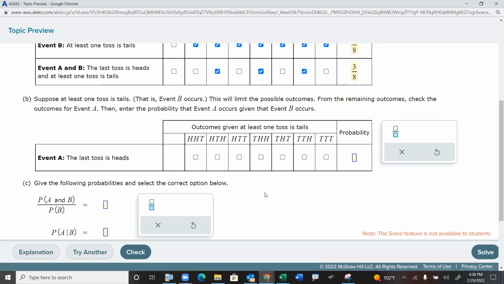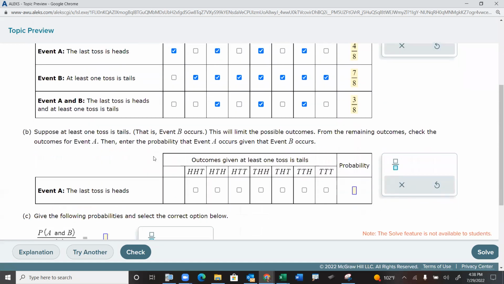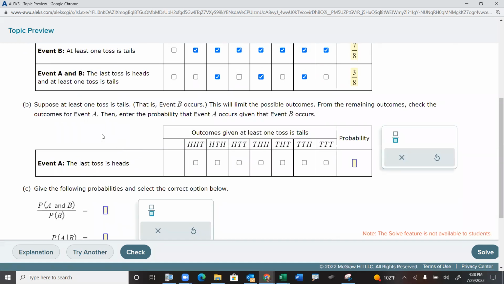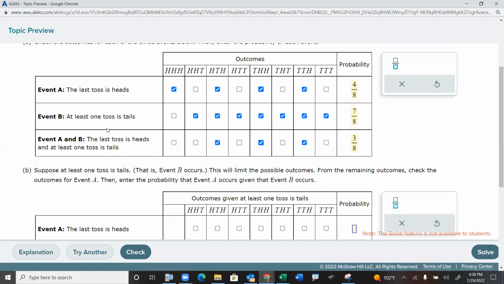Oh, wait, there's more. That's only part A. I didn't know there was B and C. Suppose at least 1 toss is tails. So event B. This will limit the possible outcomes. So you wouldn't have heads, heads, heads. It would limit, but not much. From the remaining outcomes, so those other 7, check the outcomes for event A. Then enter the probability that event A occurs, given that event B occurs.